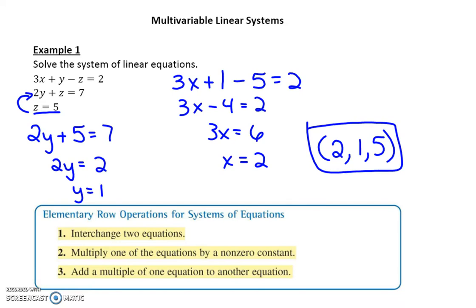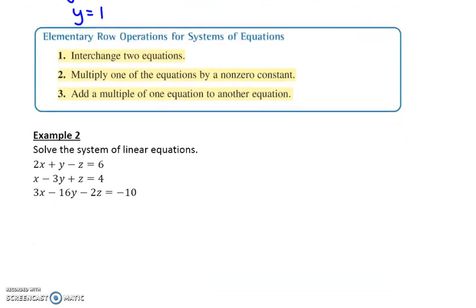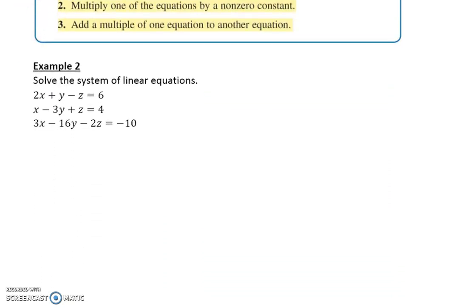All right, so we have these row operations that we can use. We can interchange 2 equations, meaning we can switch them. We can multiply an equation by a non-zero constant, and we use that when we're doing elimination. And we can add a multiple of one equation to another equation. So there are different things that we can do here with our systems of equations.